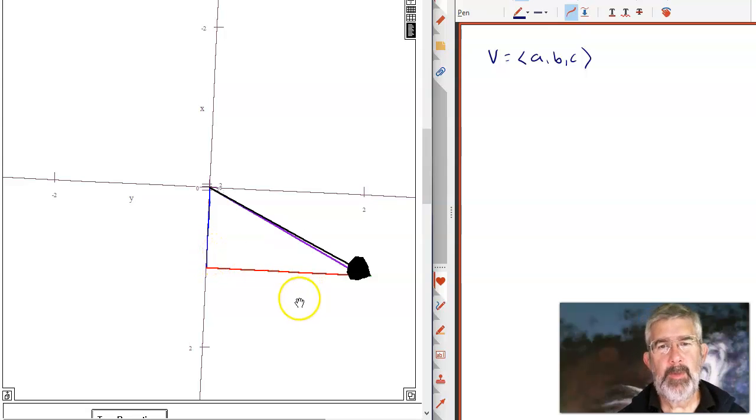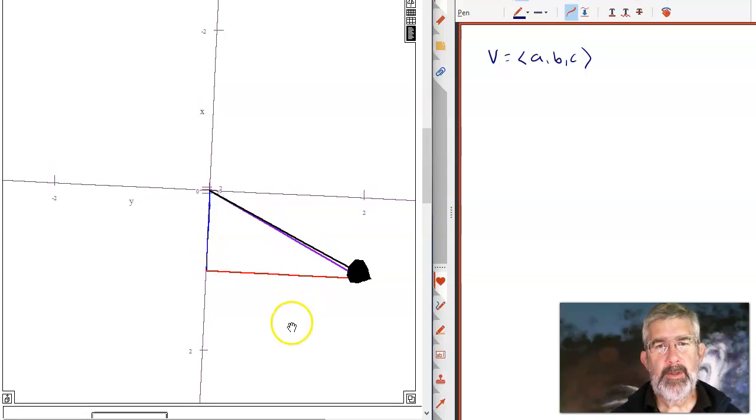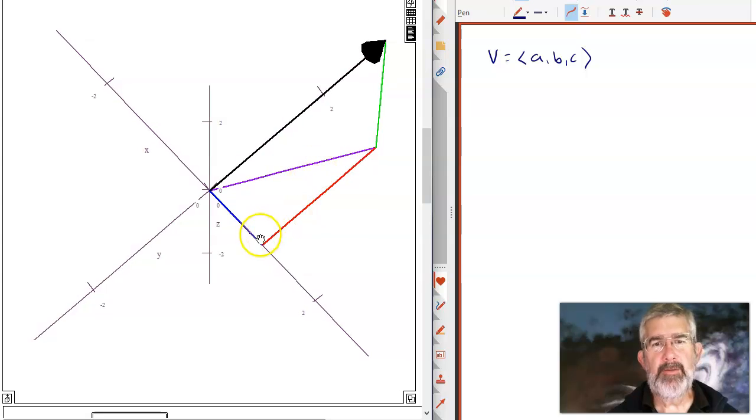So I'm going to use the Pythagorean theorem on that triangle to figure out how long the purple side is. In particular, a squared plus b squared equals c squared. So call that purple side, well, not c, because I've already used c, but this side squared plus that side squared is the diagonal squared. And so the diagonal is the square root of a squared plus b squared.